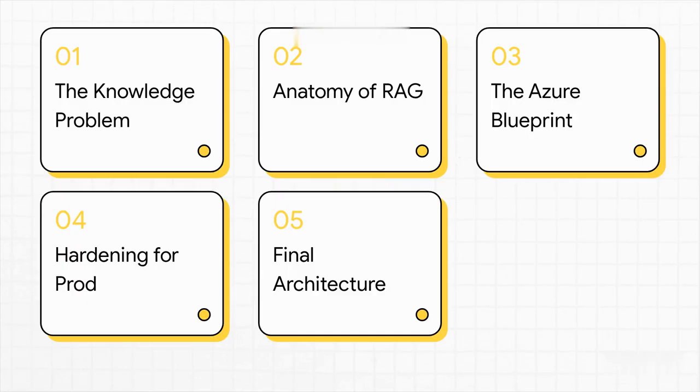Okay, so here's the game plan for today. First, we'll really define that internal knowledge problem. Then, we'll look under the hood at the anatomy of a RAG system. After that, we'll start assembling the blueprint on Azure, mapping concepts to actual services. Then comes the important part, hardening it for production. And finally, we'll put it all together in the final architecture.